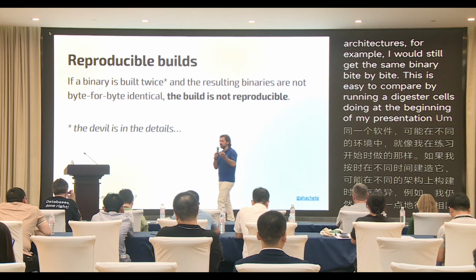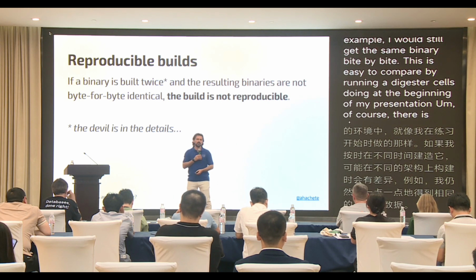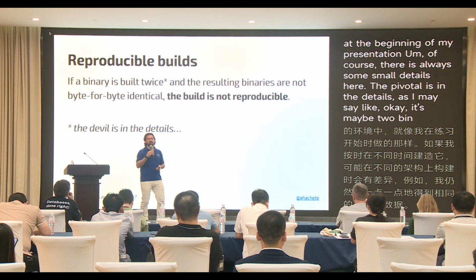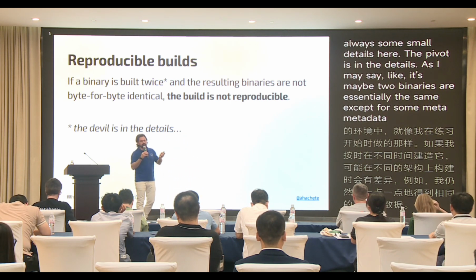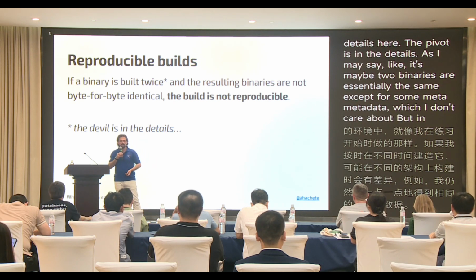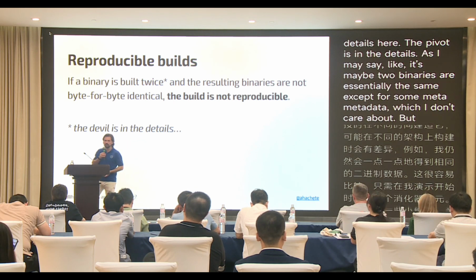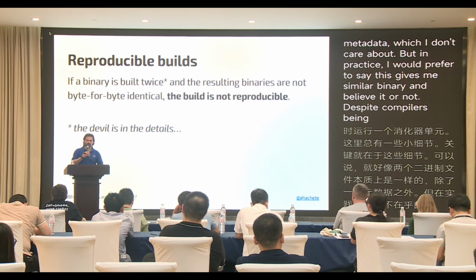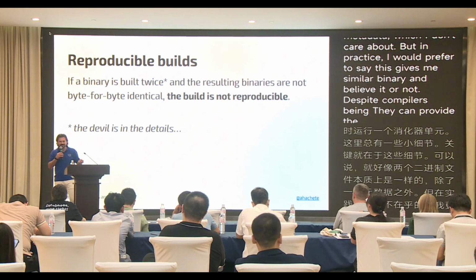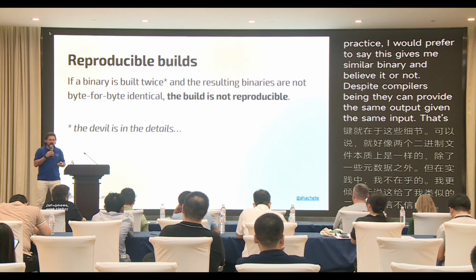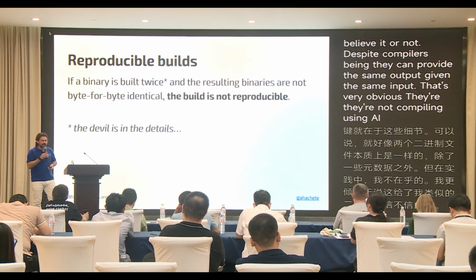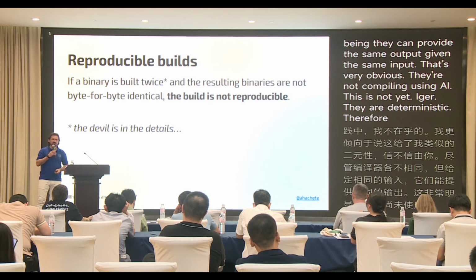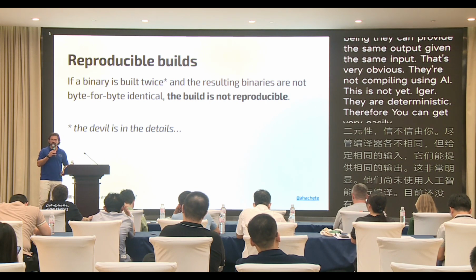Of course, there are always some small details. The devil is in the details, as they say. Maybe two binaries are essentially the same, except for some metadata, which I don't care about. But in practice, I would prefer to say, just give me the same binary. And believe it or not, compilers can provide the same output given the same input. That's very obvious. They're not compiling using AI, at least not yet, I guess. They're deterministic, yet you can very easily get different binaries by compiling in different ways or different environments.